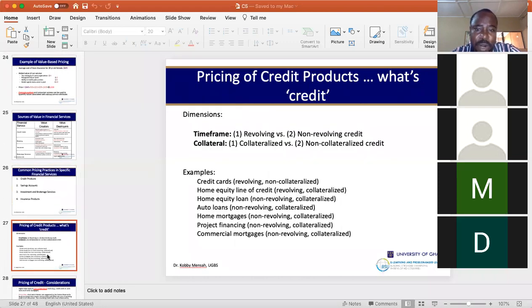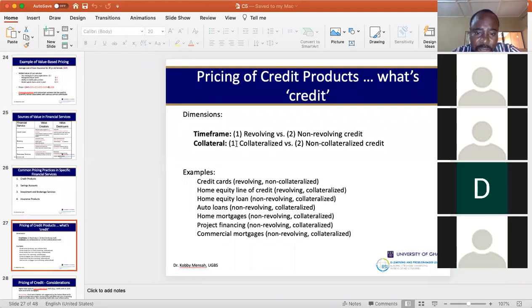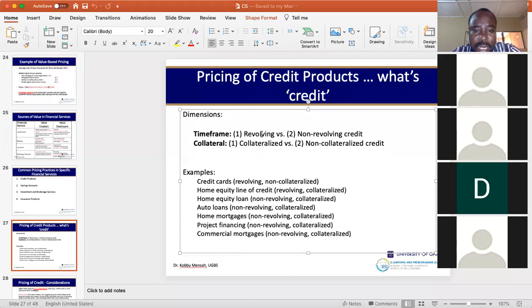their pricing. When you're looking at pricing of credit products, there are two things that you're looking at: time frame and then collateral. With time frame, they're looking at revolving versus non-revolving credit, and then collateralized or non-collateralized credit. Now, the characteristics of the product will determine which of the frames we use. And usually, when you look at a credit card, for example, it is actually revolving, isn't it? And then loans are non-revolving.